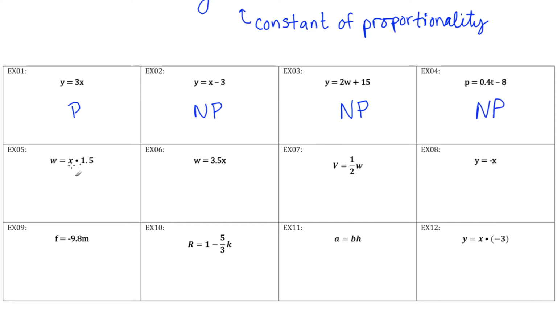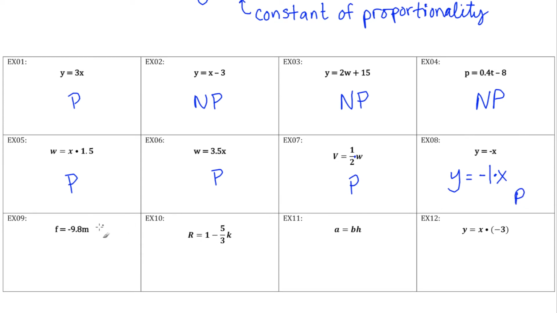This is multiplication, right? Something equals something times something. This is proportional. This is multiplication and only multiplication. This is a fraction, but it's still times, so it's proportional. And you may not see it, but remember, there's an invisible one that you don't see. So this is proportional. And this one is 2, it's just b times h. And then x times -3, that's still just multiplication, proportional.